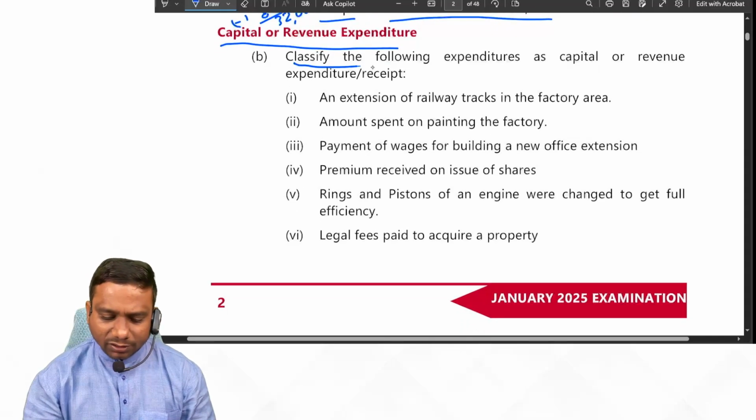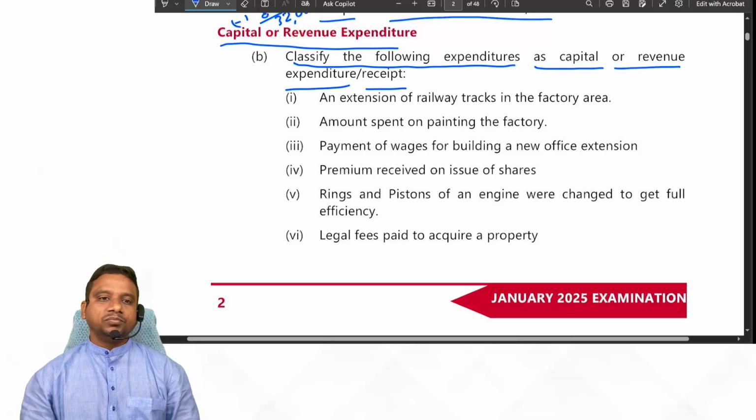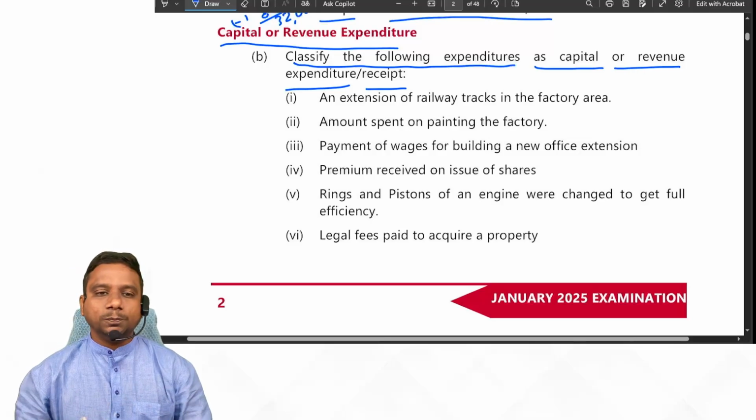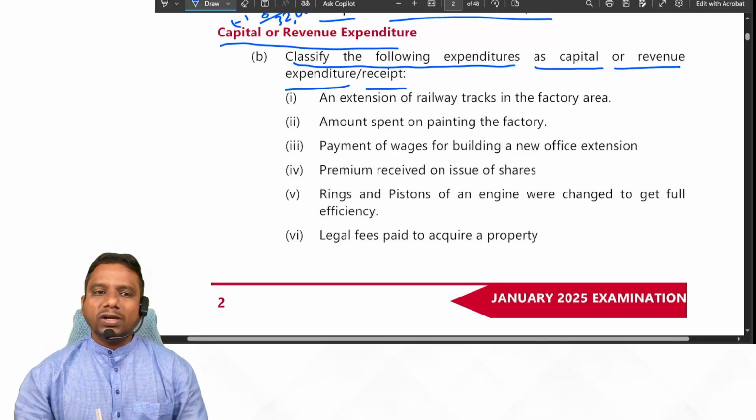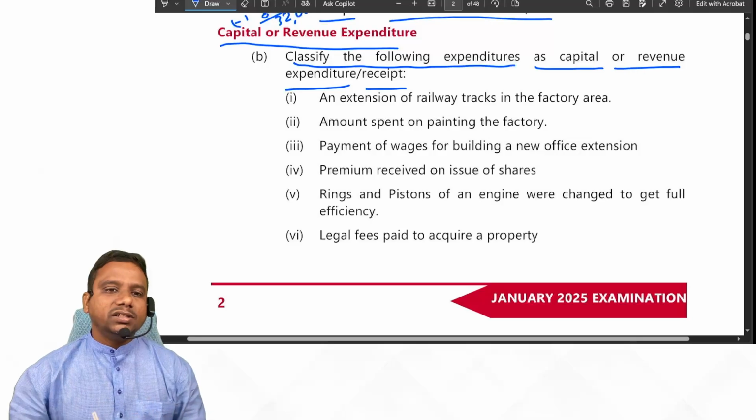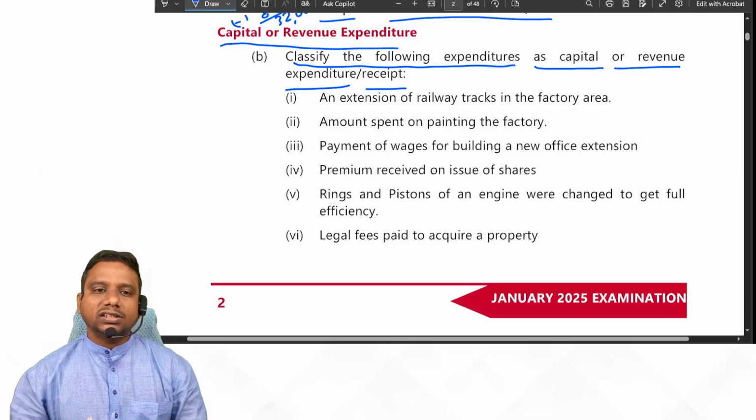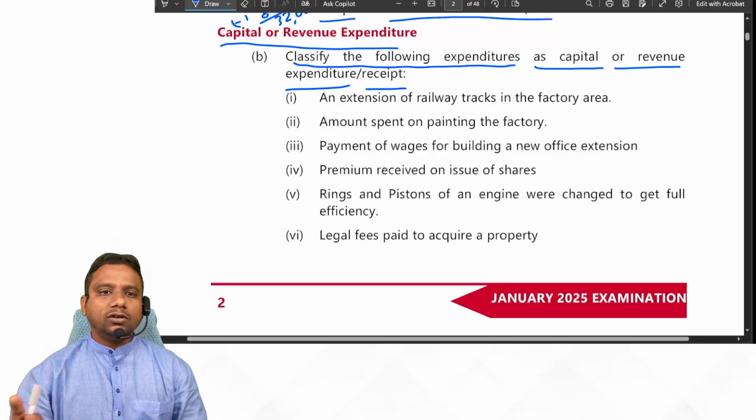First one. Classify the following expenditures as capital or revenue expenditure or receipt. Expenditure is of two types, capital or revenue. Receipt also is of two types, capital or revenue. How can we classify whether it is revenue expenditure or capital expenditure? If you get benefit from the expenditure within 12 months or one accounting year, then that expenditure is treated as revenue expenditure. If you get benefit for more than 12 months or one accounting year, then that expenditure is categorized as capital expenditure. And the expired portion of the capital expenditure is transferred to the profit and loss account every year.